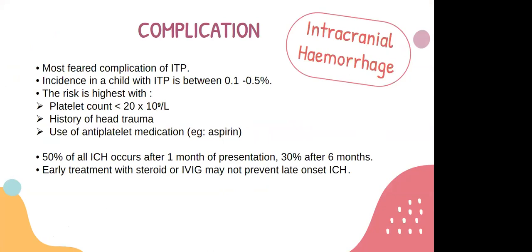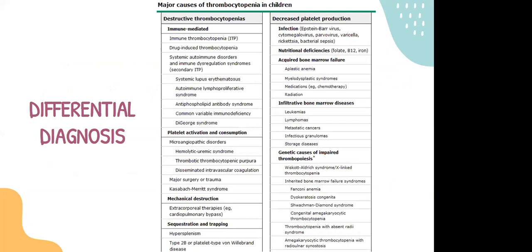It is the most feared complication of ITP, which occurs in between 0.1 to 0.5% of the cases of ITP. Quite rare, but the risk is highest with a platelet count of less than 20 times 10 to the power of 9 per liter, and when patients have a history of head trauma, and also use of antiplatelet medication such as aspirin.